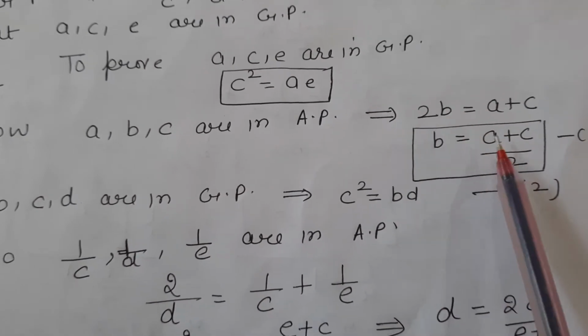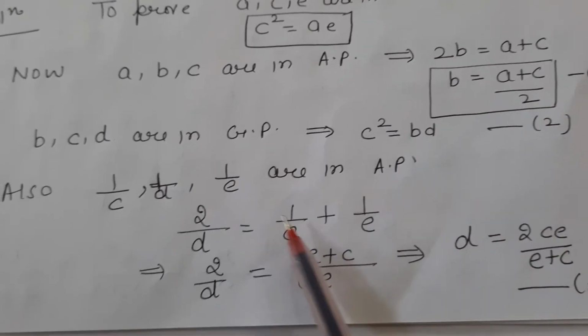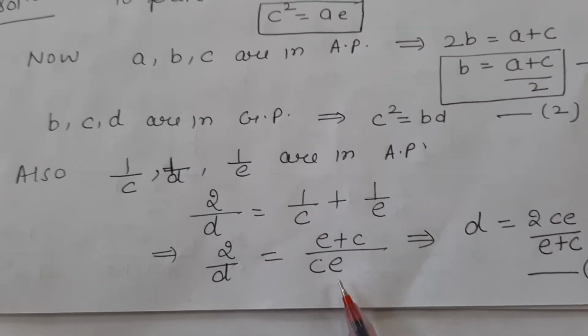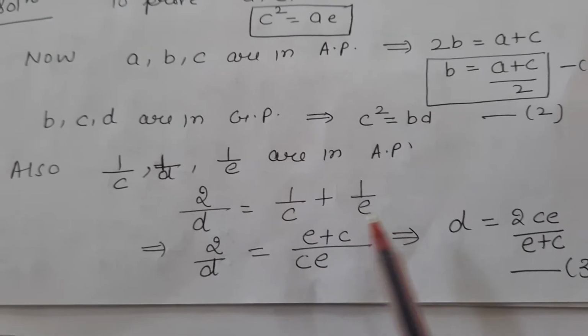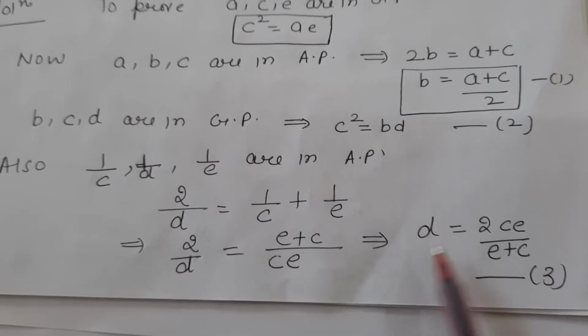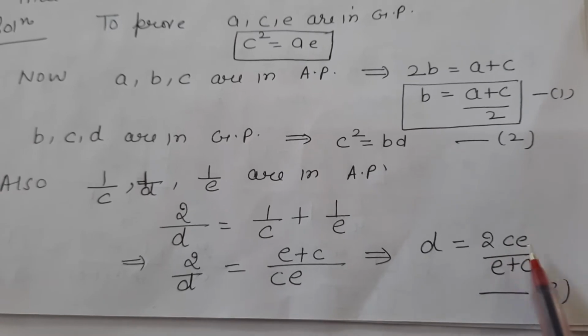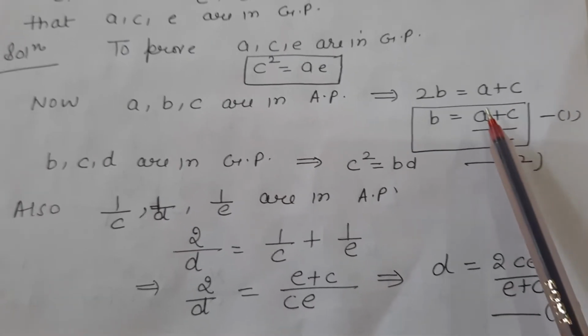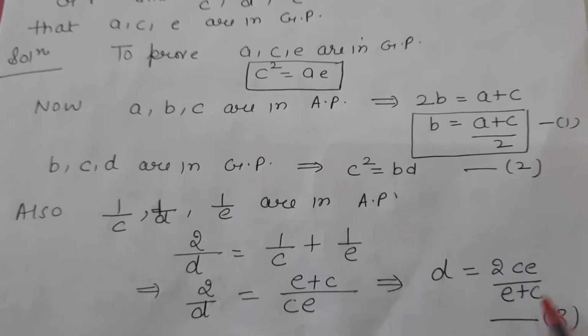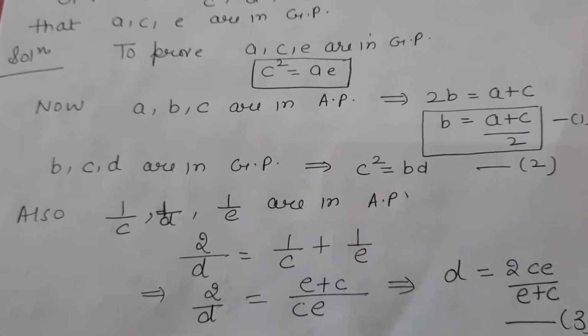From here B will be A plus C by 2, and from here if you evaluate D, first you take LCM, this is C into E, here you get E plus C. On cross multiplication you can find D. D is equal to 2CE divided by E plus C. Now substitute the value of B and D in equation number 2.